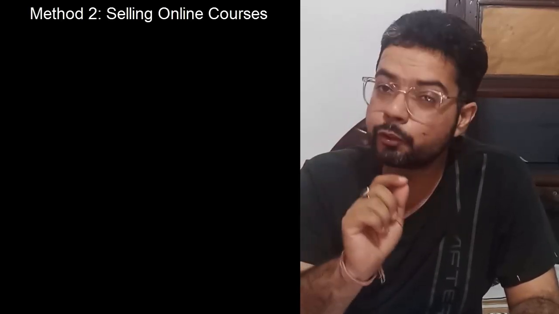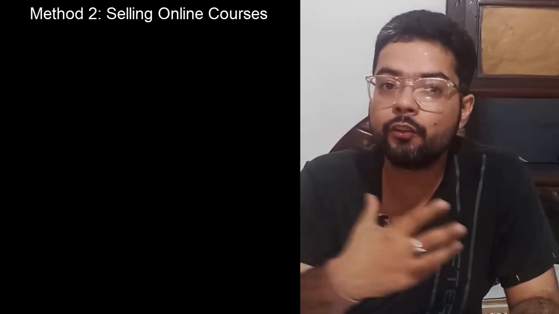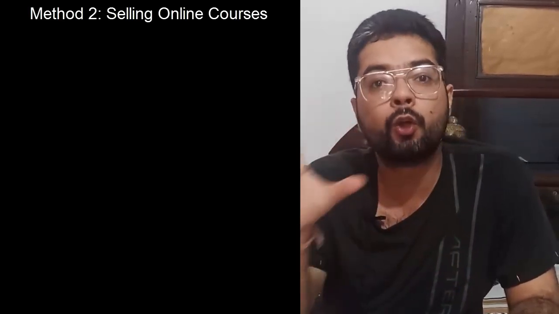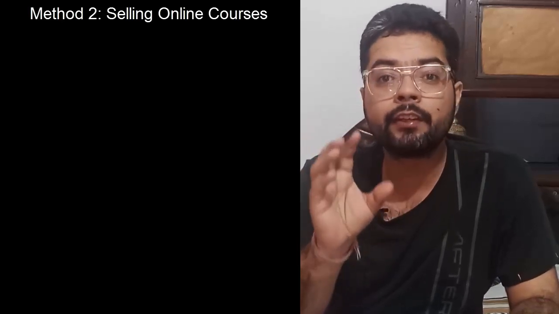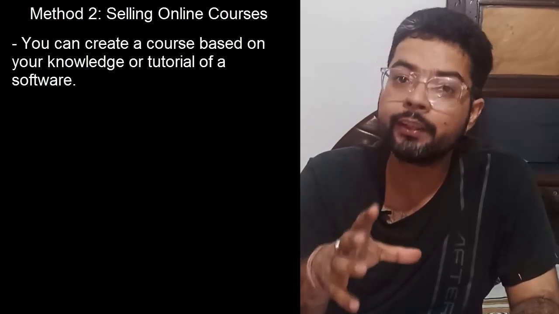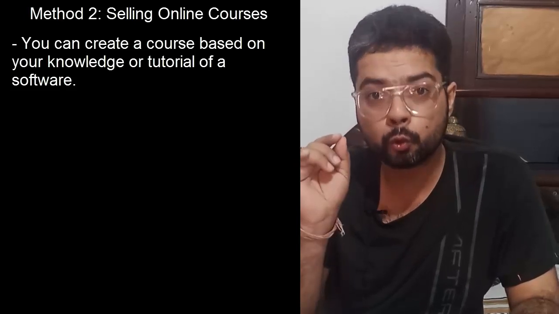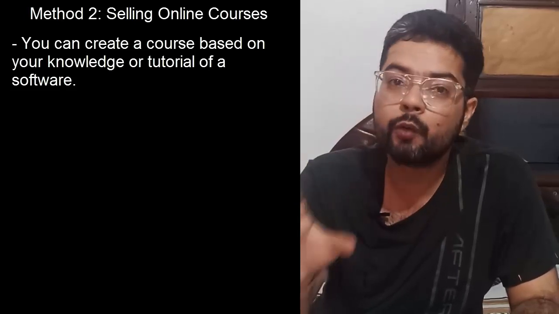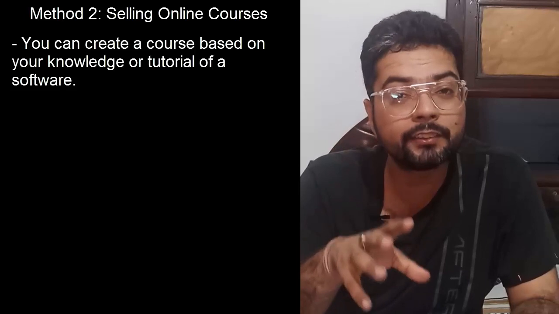The second way of generating passive income while doing a PhD is by selling online courses. Here again you have to see that if you have expertise on a topic, you can create a course on that topic and share your knowledge with people. Like if you know how to use a software, you can create a tutorial course of that software and sell it. If you are creating a tutorial on a paid software, make sure that you have appropriate permissions from your PhD guide or supervisor to do so.